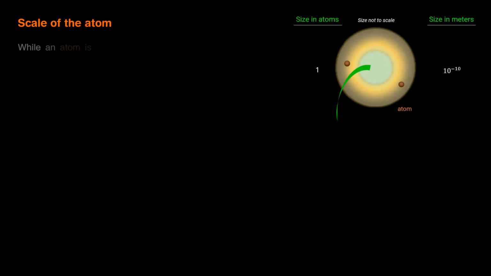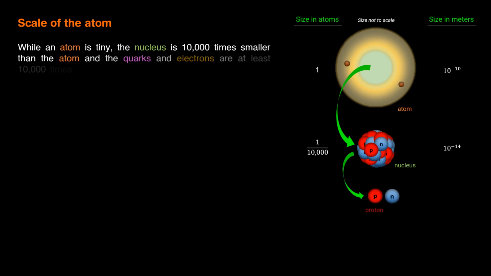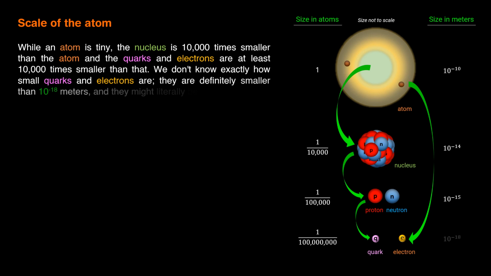While an atom is tiny, the nucleus is 10,000 times smaller than the atom and the quarks and electrons are at least 10,000 times smaller than that. We don't know exactly how small quarks and electrons are, they are definitely smaller than 10 to the power minus 18 meters, and they might literally be points, but we do not know.